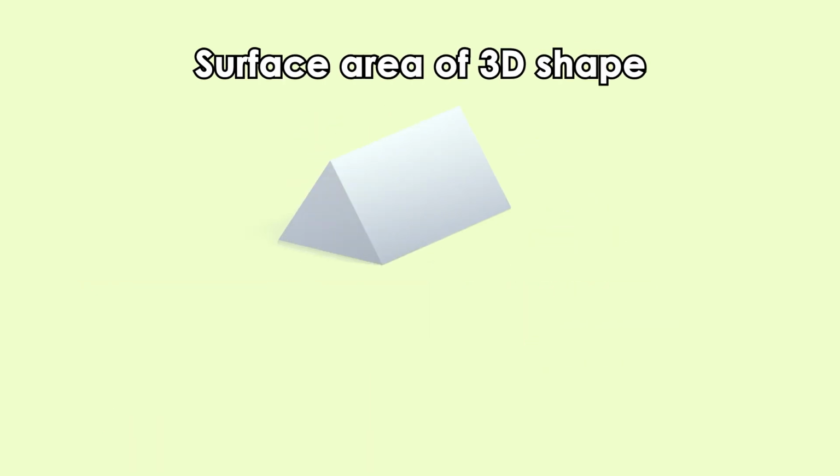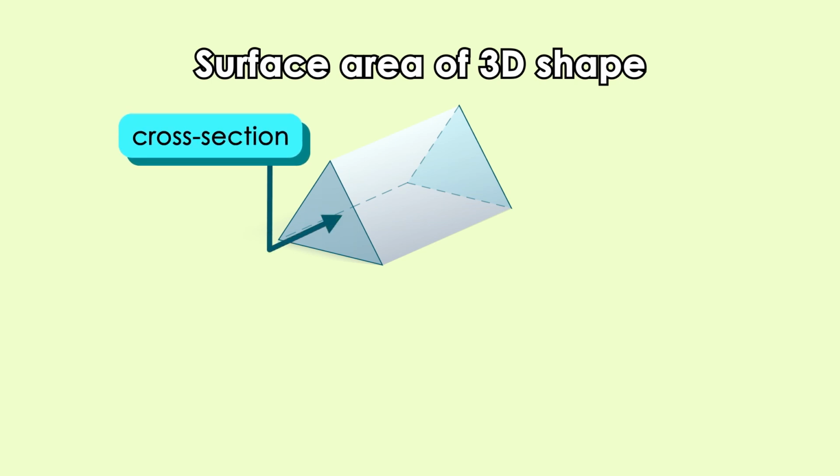This is a prism. To recall, a prism is a 3-dimensional shape with 2 identical shapes facing each other. The identical shapes are the cross-sectional parts of the prism. A prism is named according to the shape of the cross-section. Can you name this prism?